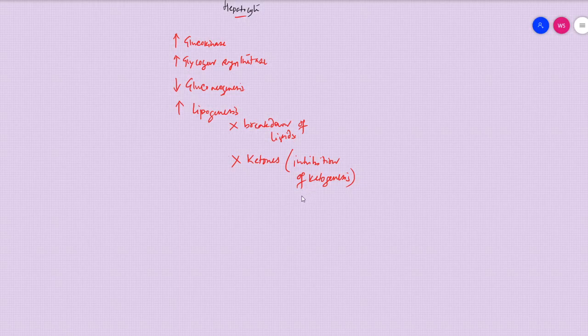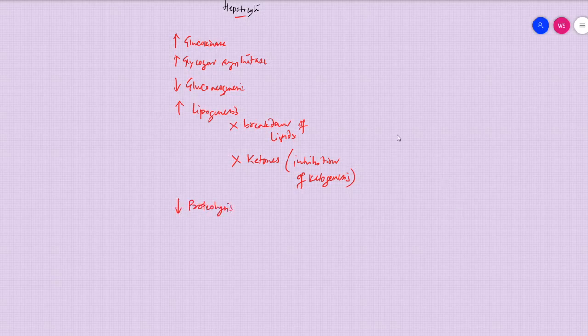What is the problem with ketones? Ketones can depress the CNS, so it is life-threatening. So there is inhibition of ketogenesis. The other metabolite would be proteins, so there is decreased proteolysis.